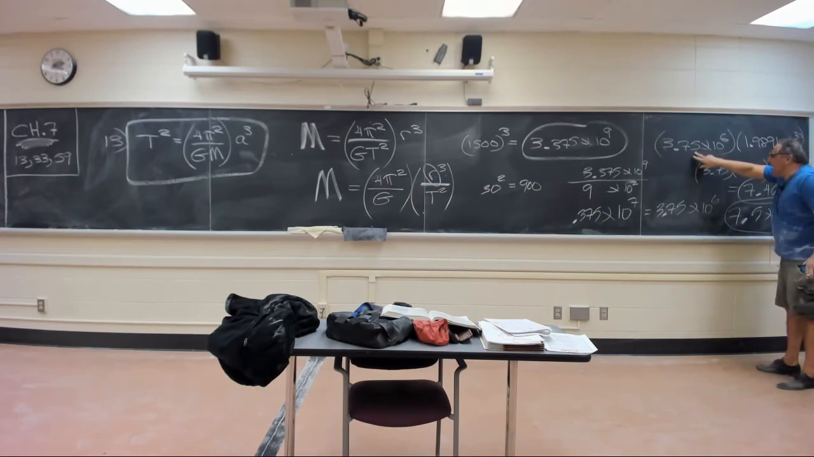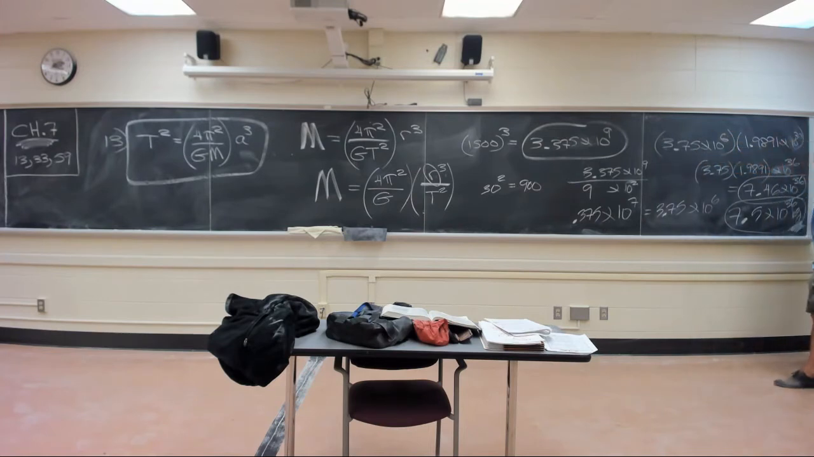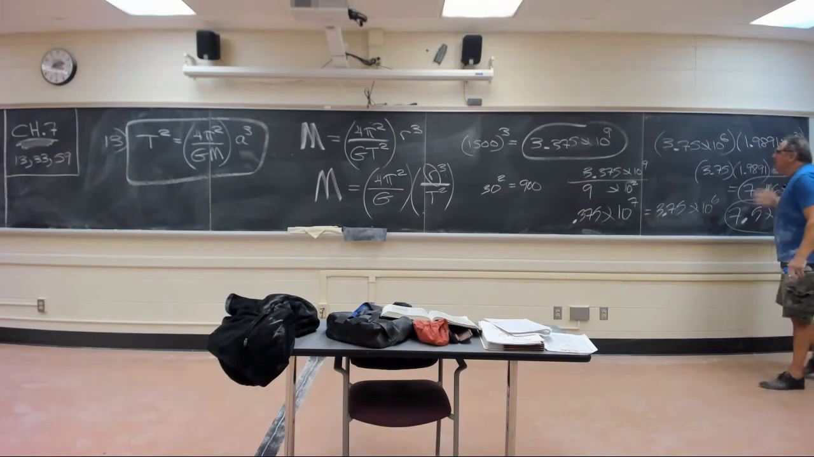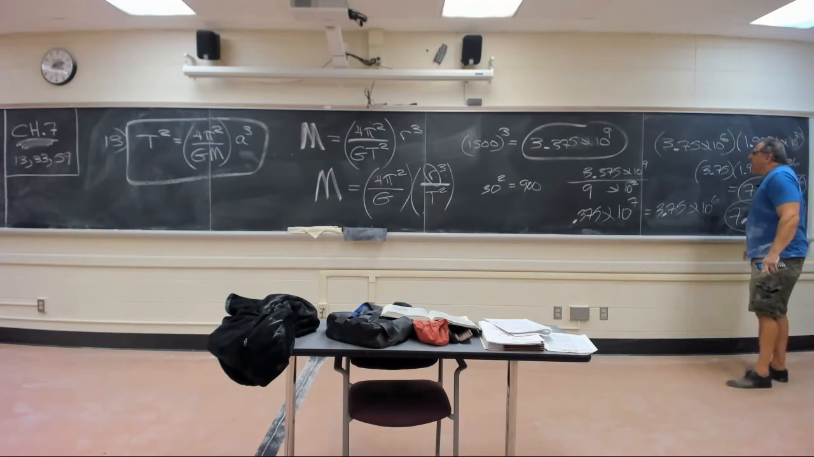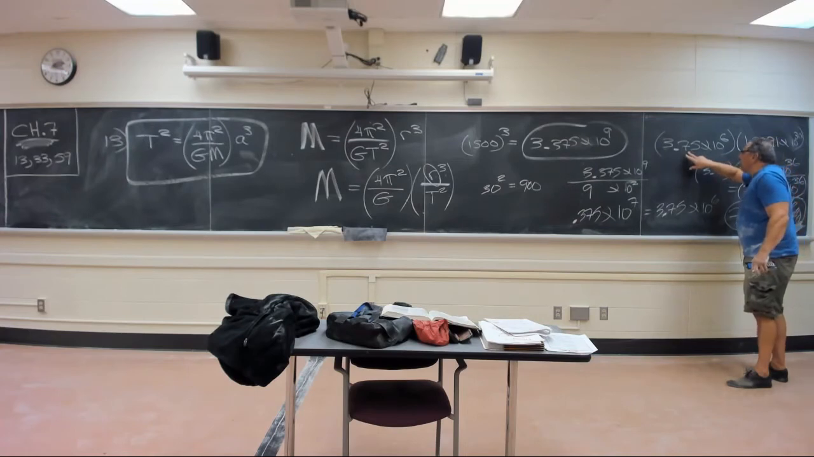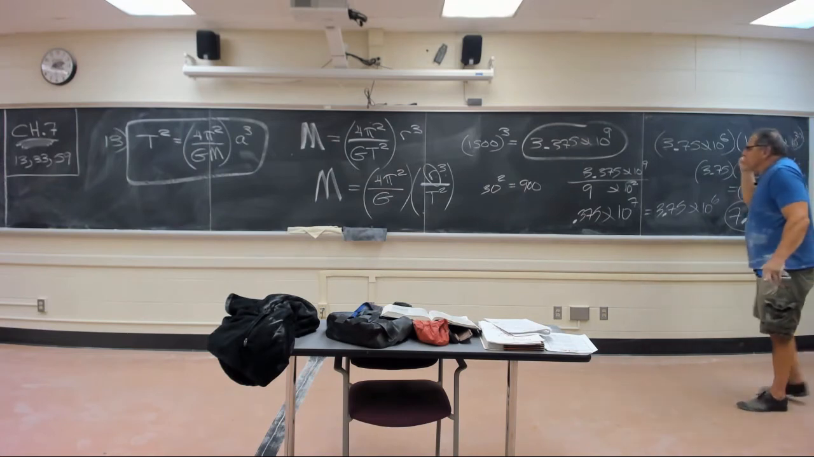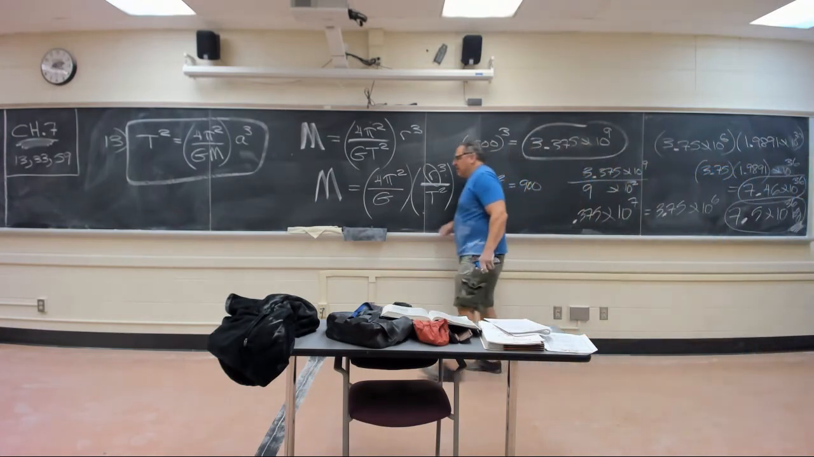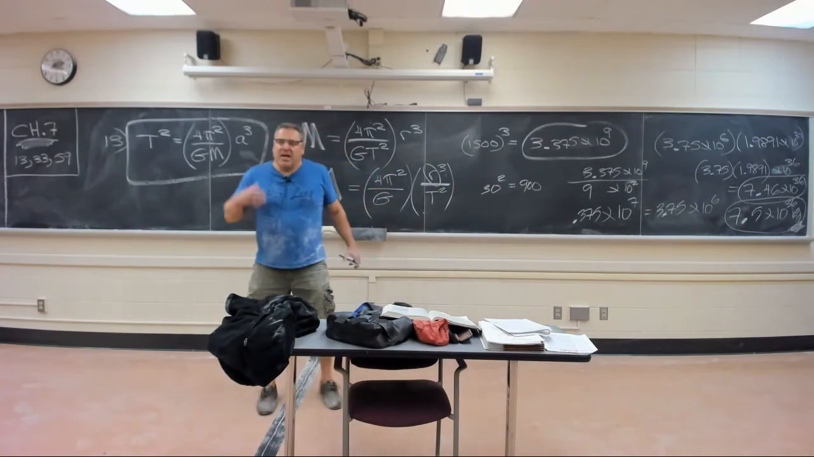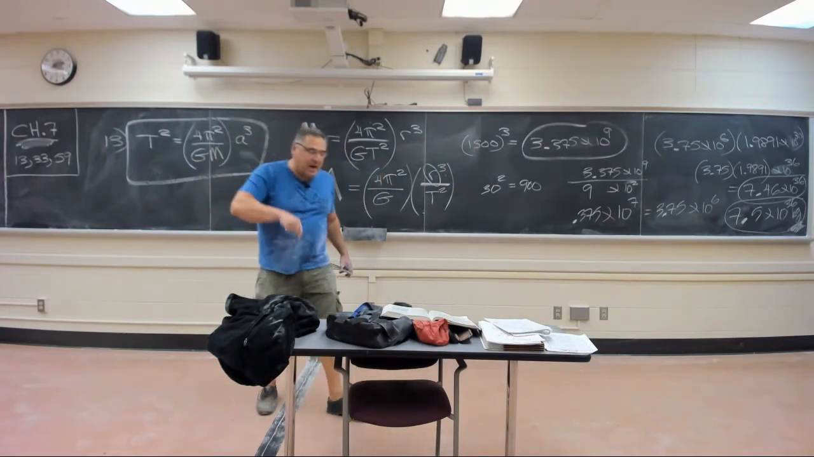3.75 million times more massive than the sun is this black hole. 3,750,000 times the mass of the sun. Between 3 and 4 million times the mass of the sun is what the mass of that black hole is.